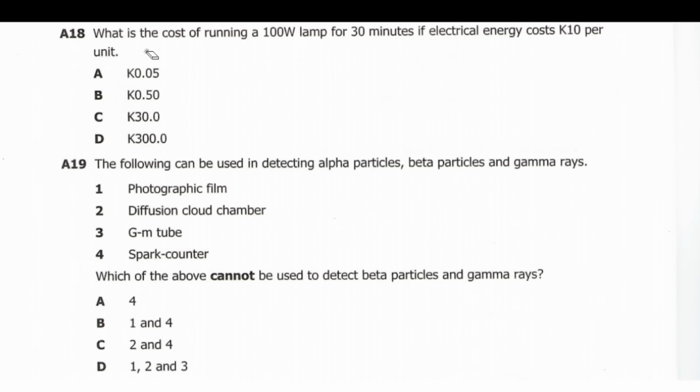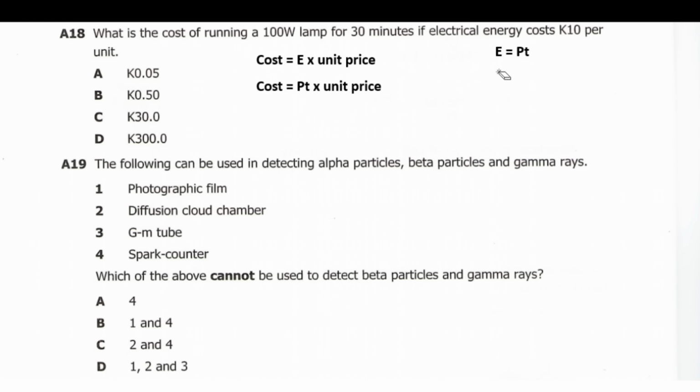Then 18 reads, what is the cost of running a 100-watt lamp for 30 minutes if electrical energy costs 10 kwacha per unit? So first of all, you need to know the cost, because they are asking for the cost. The cost is given by energy used times the price per unit of energy. And then you should know that energy is equal to power times time. So where there is energy, replace it with PT. So cost is going to be PT times unit price.